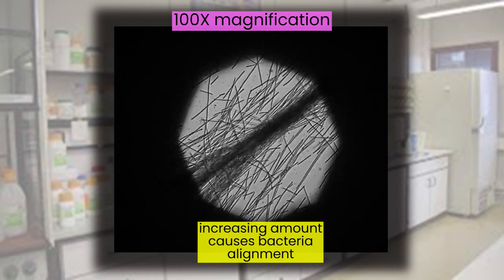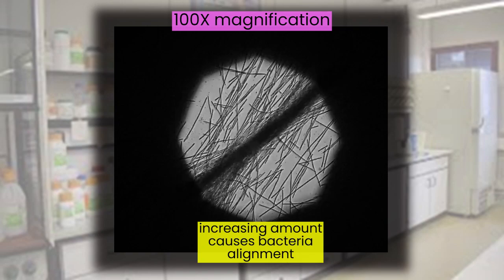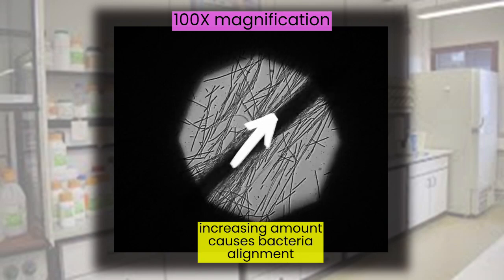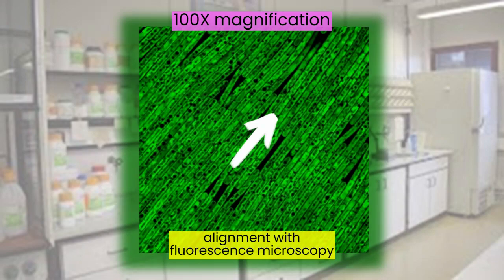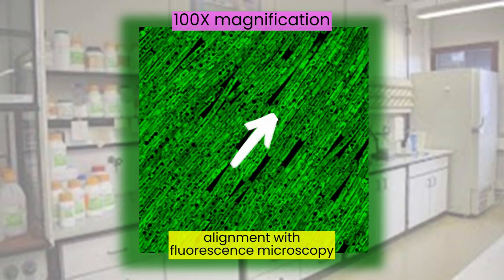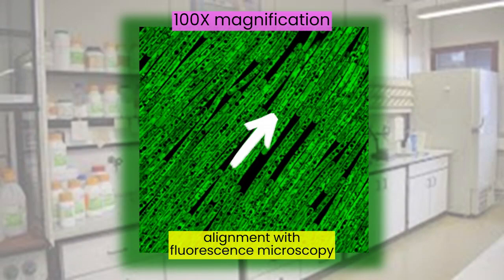Naturally, the cyanobacterial amount increases near the food source. This makes them aligned alongside each other. This alignment can be explicitly seen using fluorescent microscopy.